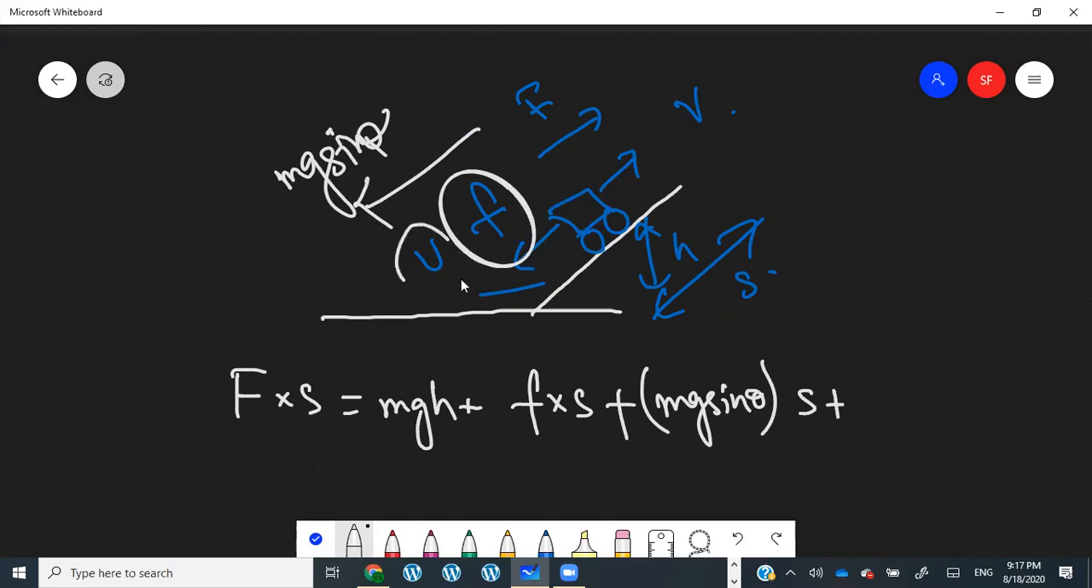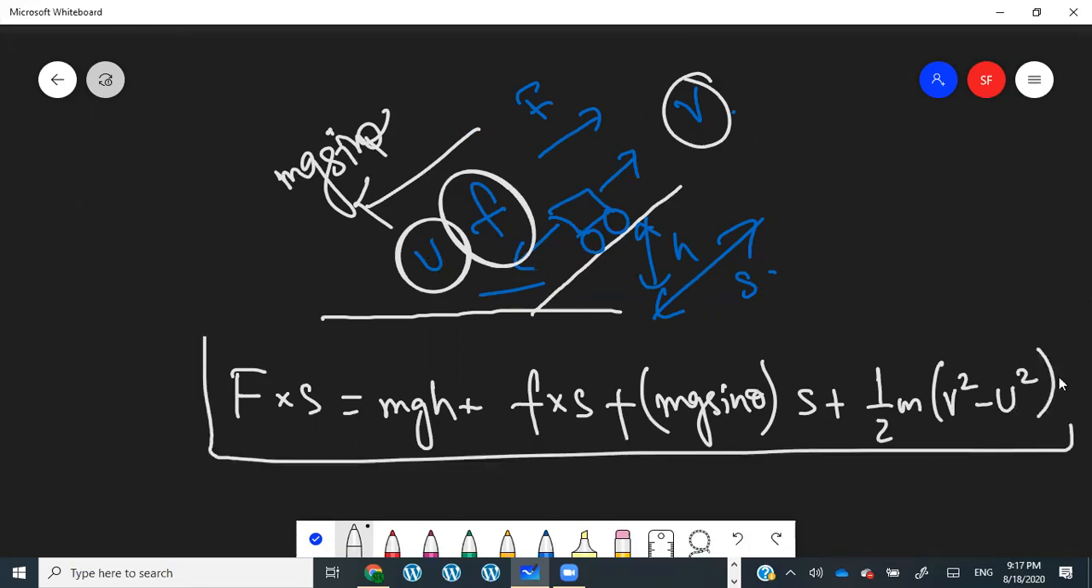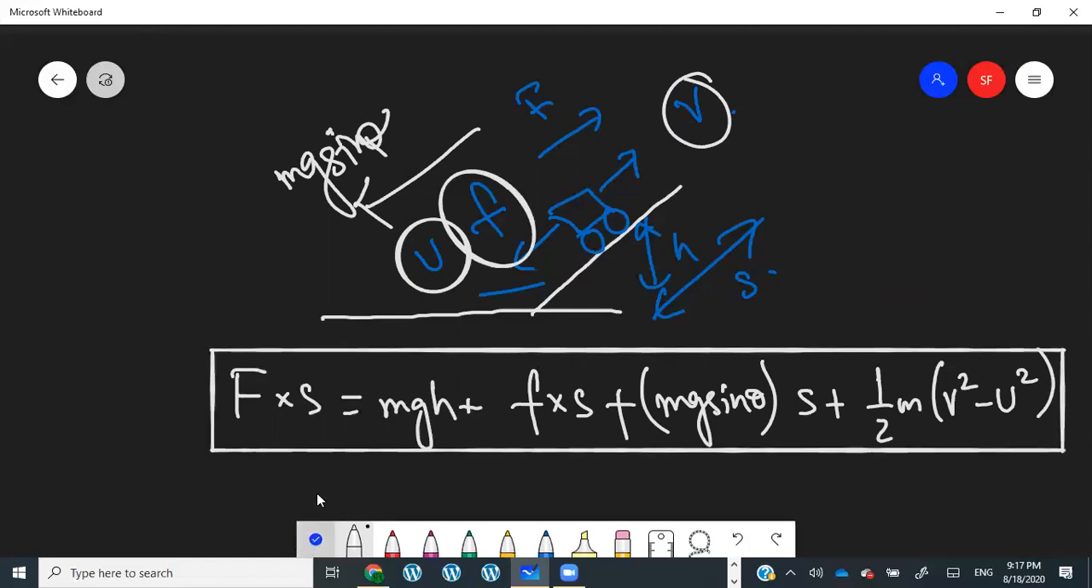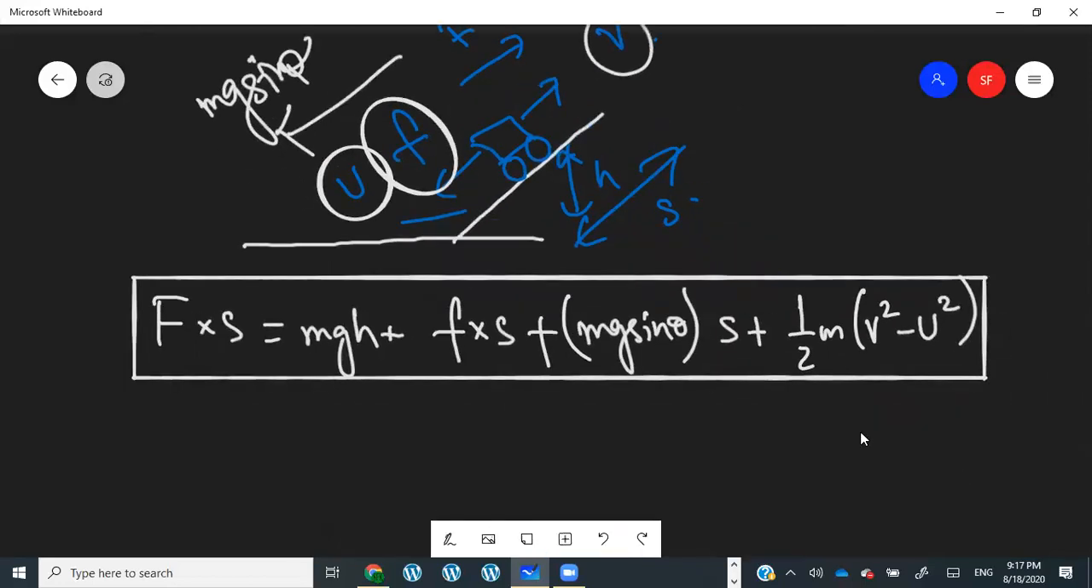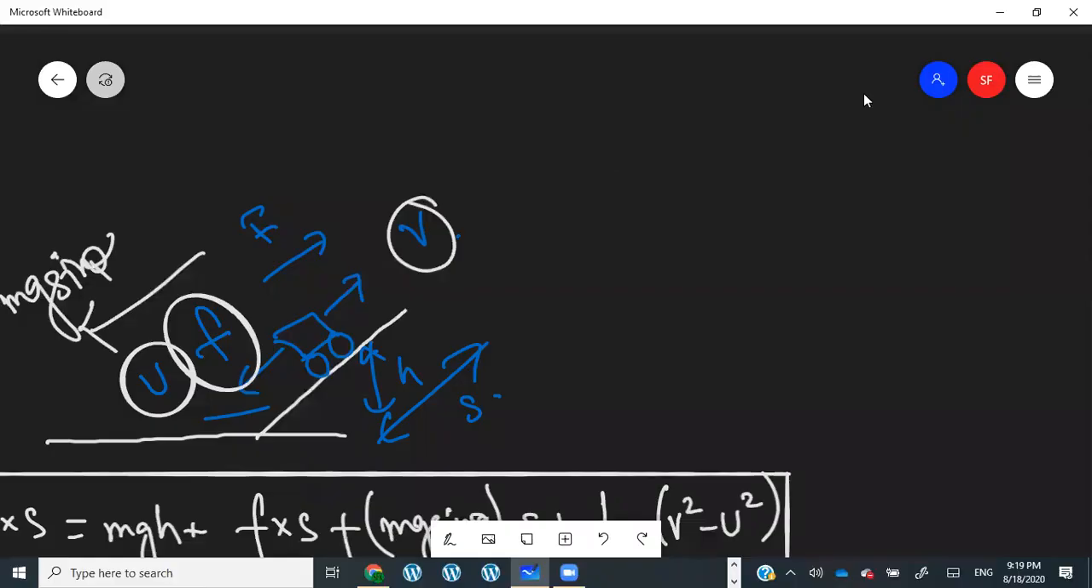Is there a change in kinetic energy as well? Yep, half m v squared minus u squared, same thing. Okay, there you go. The entire equation in terms of energy, in terms of forces, on the inclined plane. The entire chapter has been covered right now.